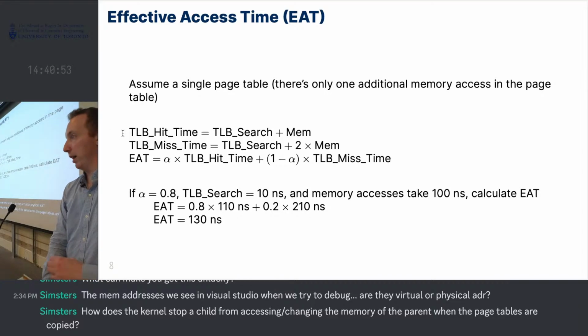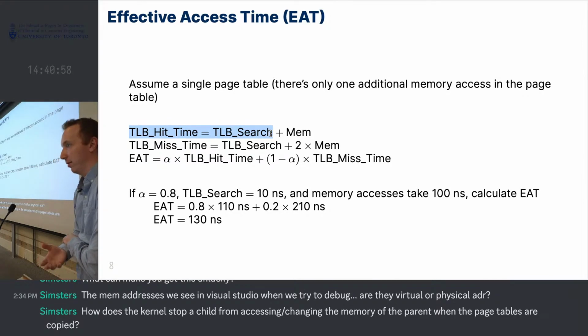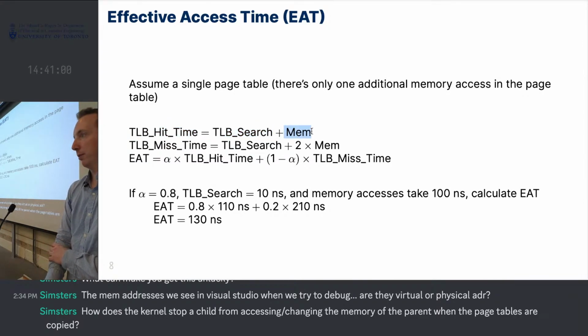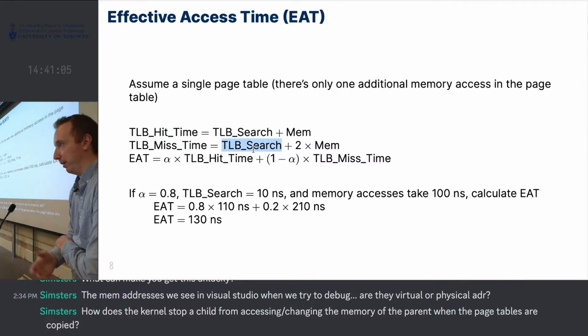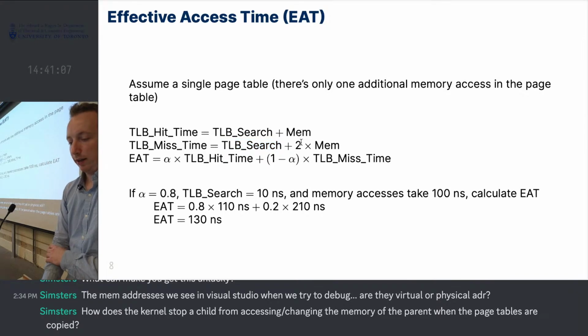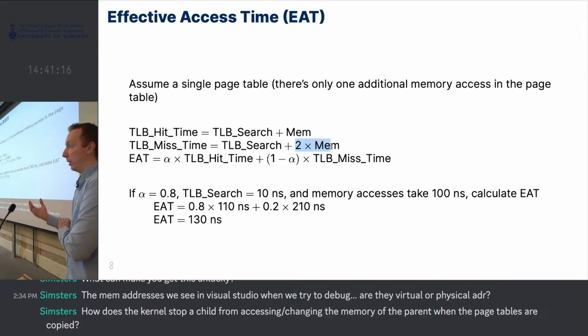The time a memory access takes, if there is a hit in the TLB, is just the time it takes to search the TLB plus that original memory access. If there is a miss, you still have to search the TLB and figure out that it's not there. Then, if there's only a single level of page table, there are 2 memory accesses: one for the page table, and one for the original memory access. If we had 3 levels of page table, that number would not be 2, it would be 4, because there would be an L2, an L1, an L0, and then our original memory access.